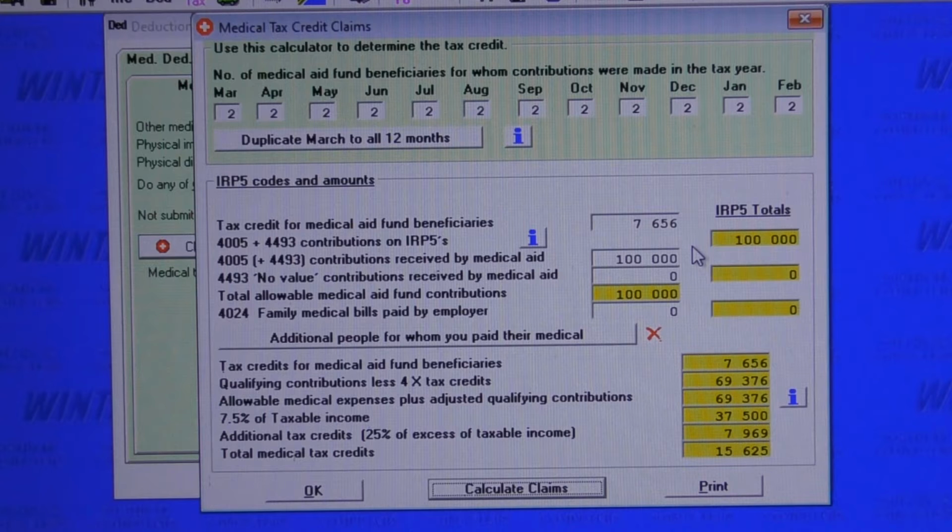We can see the code 4005 allowable contributions from the IRP5 brought forward and shown in the yellow field in this screen. We know that SARS only accepts the amount of code 4005 contributions shown on the medical aid certificate to be processed for medical tax credits and not the contributions shown on the IRP5. We check the certificate from the taxpayer's medical aid, and in this case the amount actually received by the medical aid was exactly the same as the contribution amount on the IRP5, so we physically entered this 100,000 Rand amount into the white column here for processing.